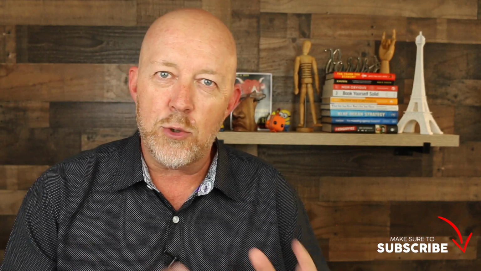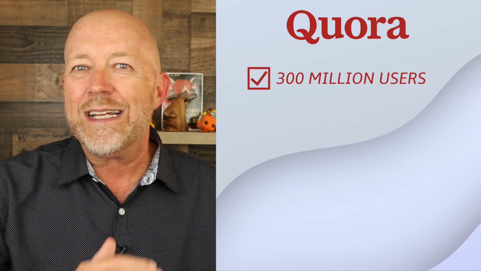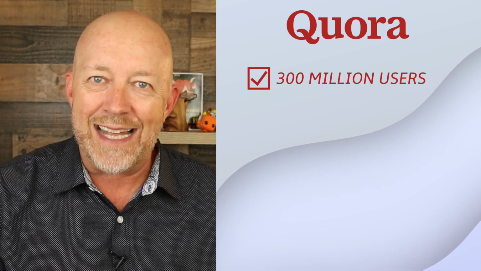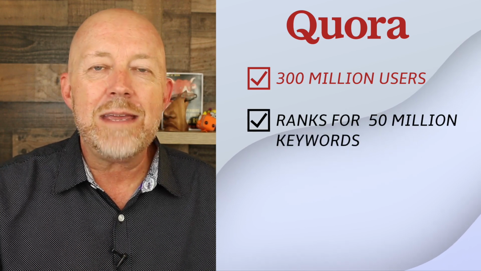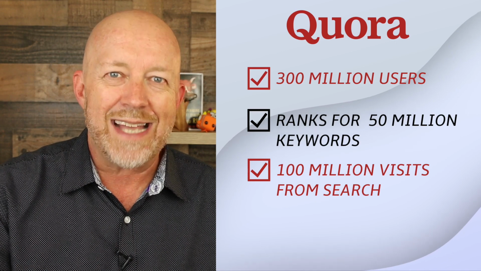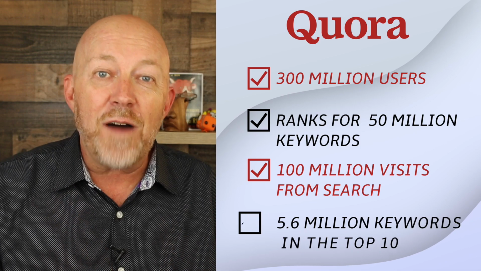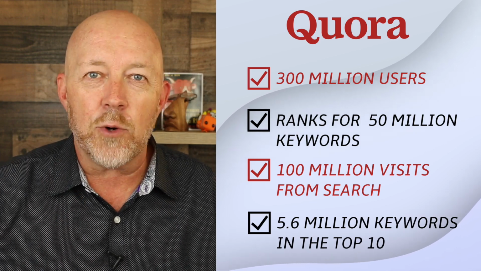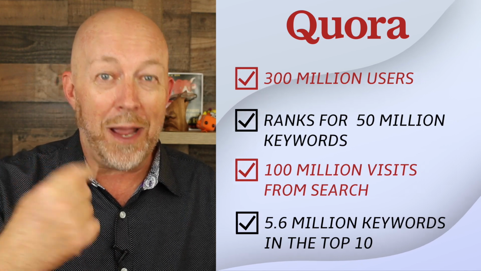Now, before we jump into the tutorial, here are a few things that you should know about Quora. First, Quora gets over 300 million users each month, which is roughly the same as Pinterest and slightly less than Twitter. But check this out. Quora ranks for 50 million keywords, which results in 100 million searches every month. And what blew my mind is that Quora has 5.6 million keywords that are ranking in the top 10, which probably includes your and my keywords.